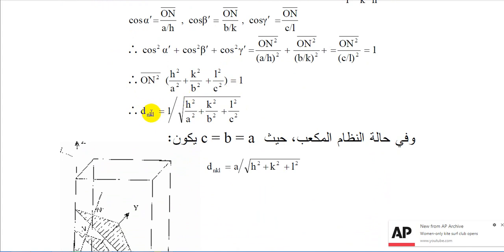dHKL, the interatomic spacing, equals 1 over the square root of h squared over a squared plus k squared over b squared plus l squared over c squared. In case of the cubic system, where a equals b equals c, dHKL will be equal to a over the square root of h squared plus k squared plus l squared.